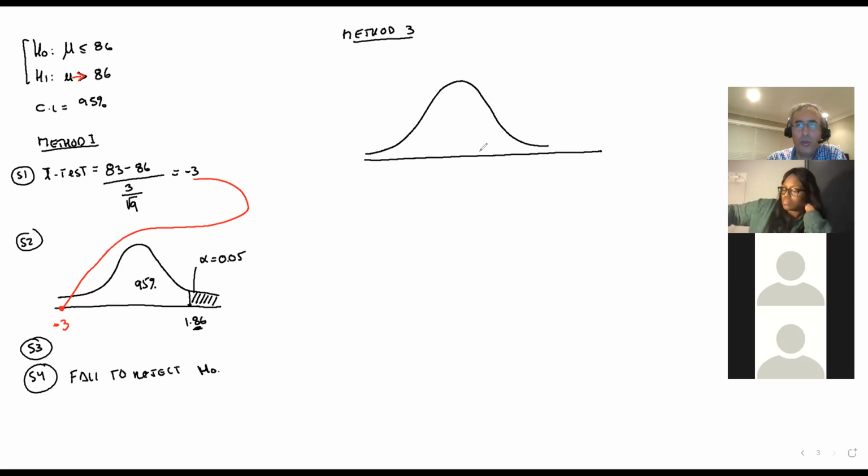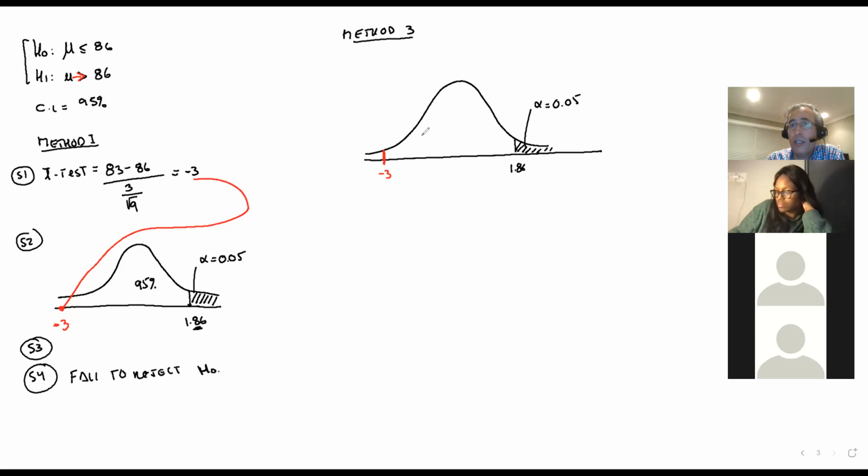So what I need to do is, okay, where is my critical value? It is 1.86, and all this part here is my alpha equals 0.05, correct? My test statistic is minus three. And what is my p-value? My p-value always follows the direction of alpha. So is my p-value going to be in what region of my normal distribution, to the left or to the right? Right. To the right.